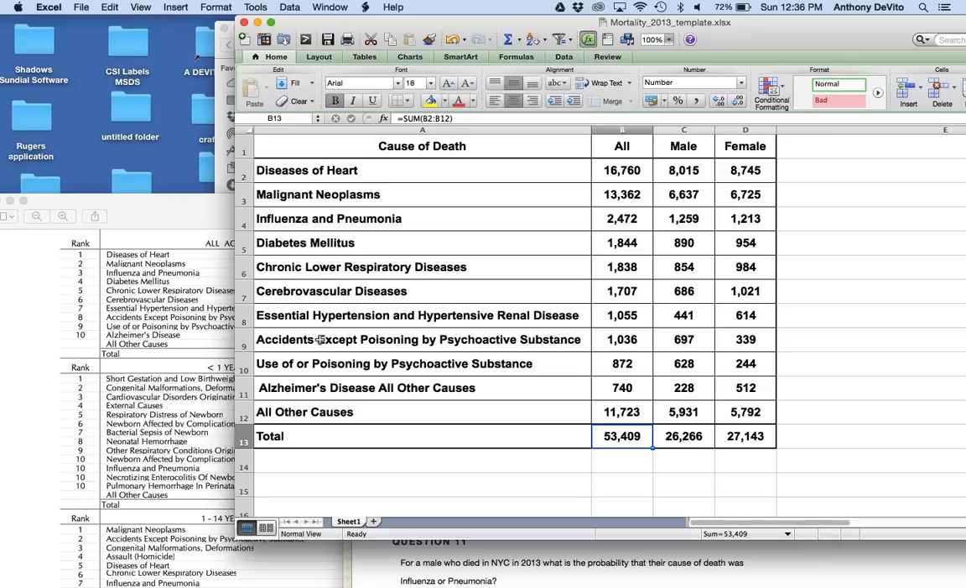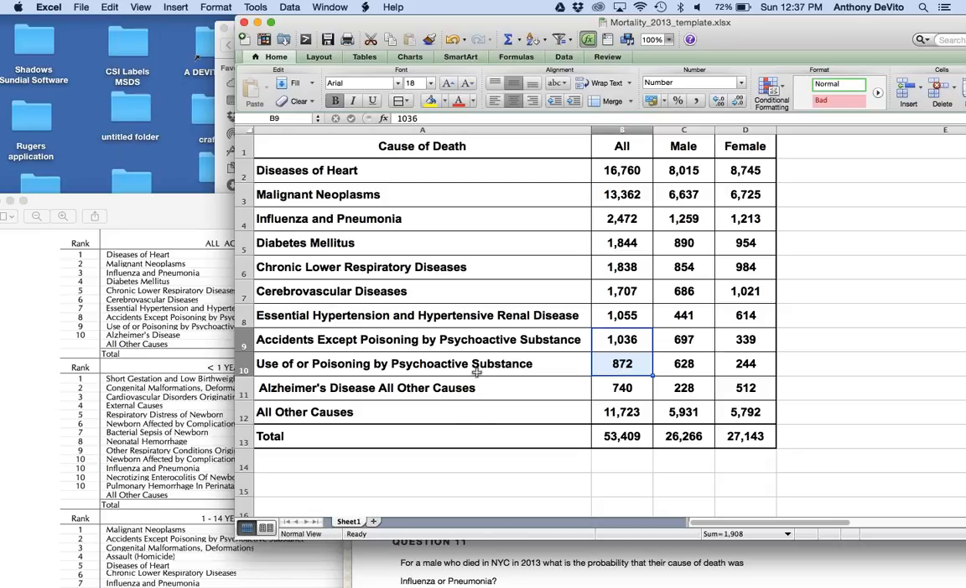Let me move that out of the way. Got a couple of questions on this already. Notice they separate poisoning into two categories: accidental poisoning, except by psychoactive substances, and use of or poisoning by psychoactive substances. I was hoping that you would combine both of those, any form of poisoning, due to psychoactive substances or not.